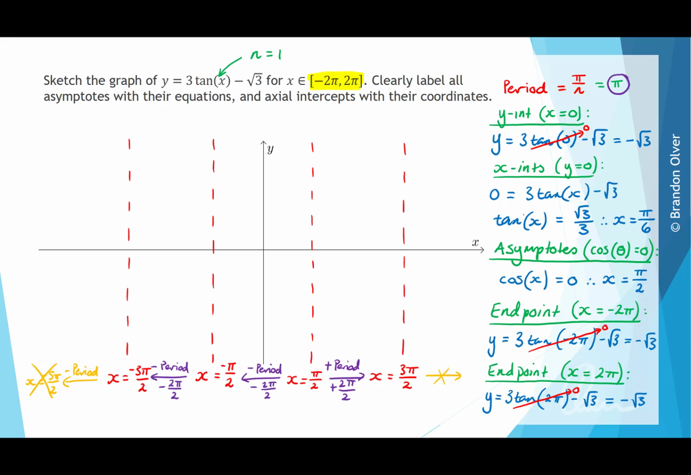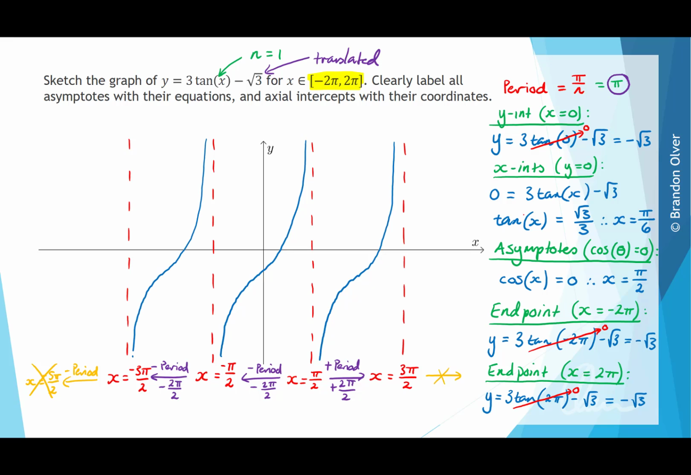So now that we've got our asymptotes, we know that our tan graph simply sits between them, and that it has been translated root 3 units in the negative y direction. So that means that our graph is going to look like that. And it's going to have the same shape between the next set of asymptotes, and the same shape in here.